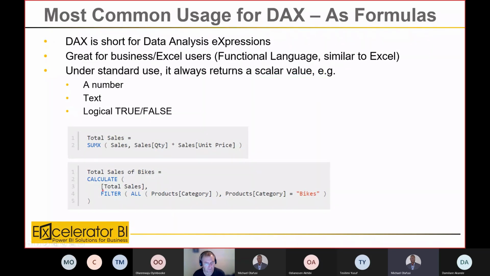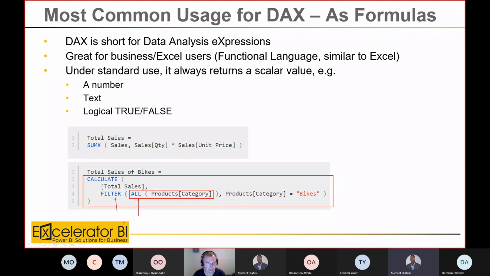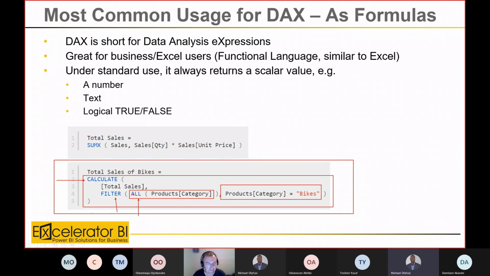So this is something that's a little bit more advanced down here. We've got a CALCULATE and we've got a FILTER function. We've got an ALL function. ALL is a table function. FILTER is a table function. This is part of the FILTER function. CALCULATE is a very simple on the surface but complex beneath the surface function inside the DAX language. But despite all of this activity that's happening in this second formula, it still returns a single value. Total sales of bikes is still a single number.